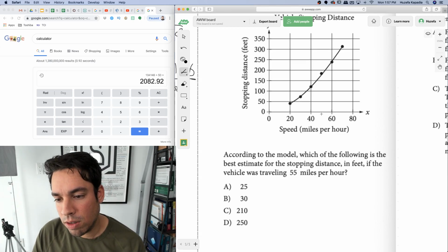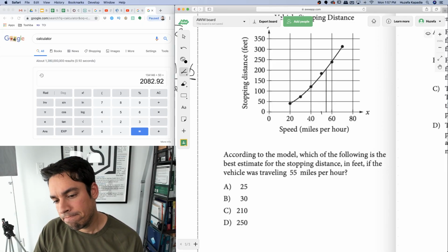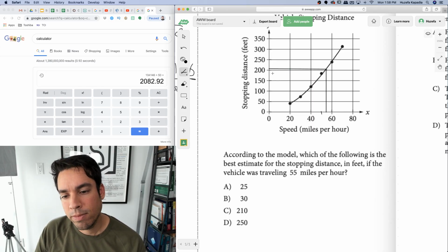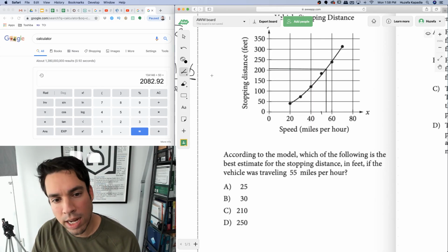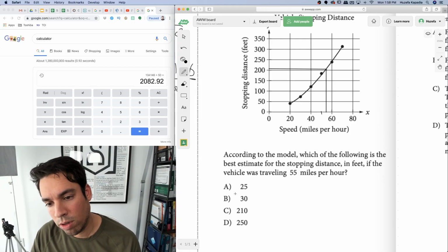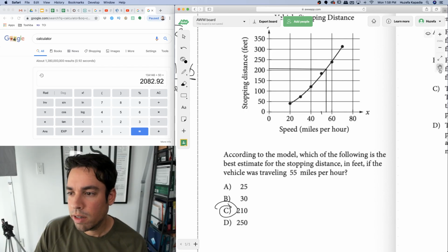55. Here's 50, right? That's right in the middle. 55 will be right here about. I think that's pretty good. And that looks like about, hold on, let's bring it across here. 200 and, yeah, 210 is our best guess. It's not 250. It's not 30 or 25. That doesn't make any sense, so 210. All right.